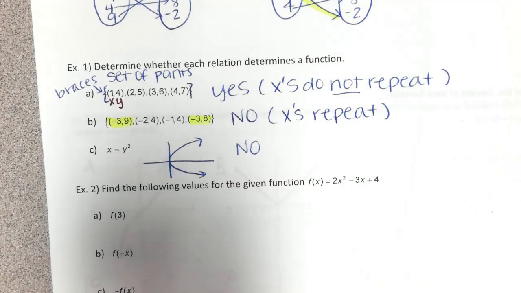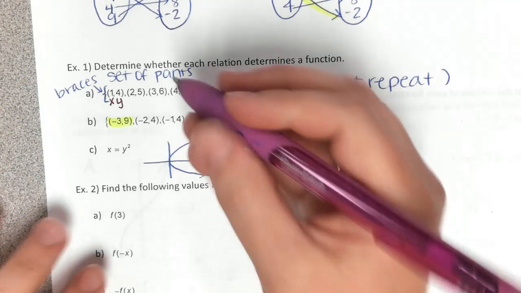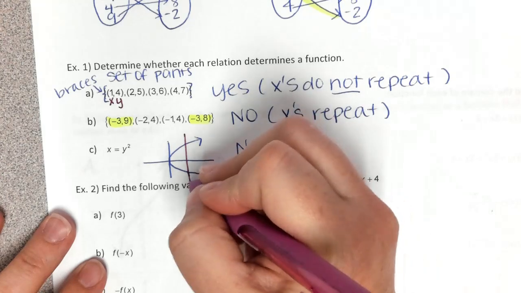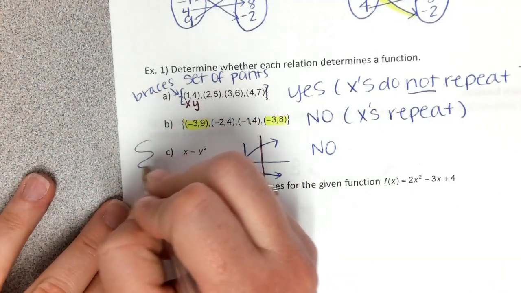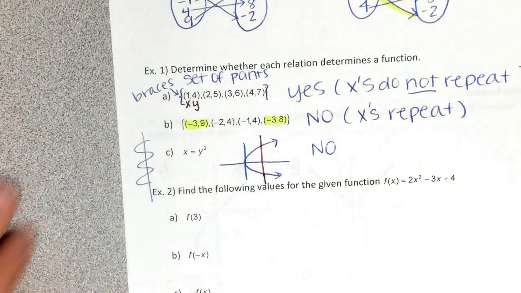No. How can you tell from this? Okay, what do you mean by that? Vertical line test. If it passes through 2 points, it's not a function. Be less specific. It hits 2 y values. It hits the y-axis multiple times. Say it again.